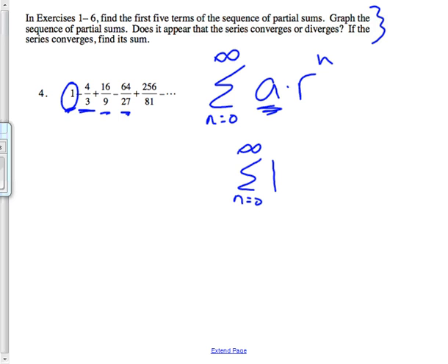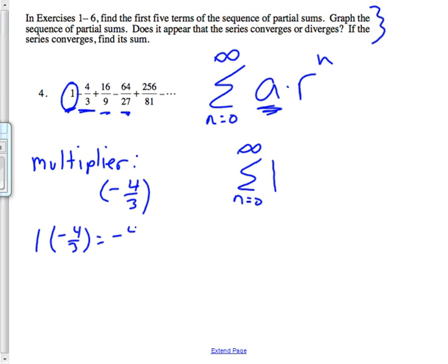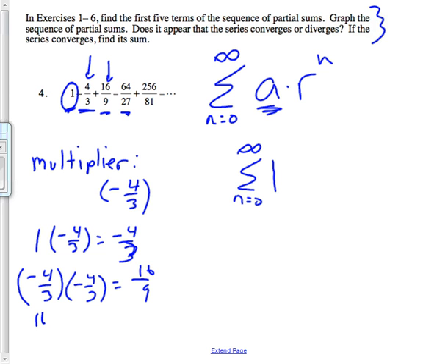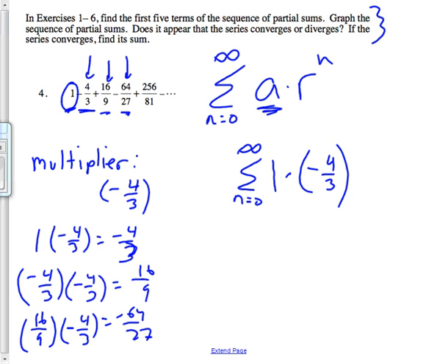So what's our multiplier here? To get to each subsequent term, what pattern are we seeing? In each case, we're multiplying the previous term by -4/3. In other words, if I have 1 times -4/3, I get to -4/3. That's my second term. And if I multiply that value by -4/3, I get to positive 16/9, this value. And if I multiply that, you know where this is going, by -4/3, we get to -64/27, this term. So that multiplier is my r value. So this is times -4/3 to the n.